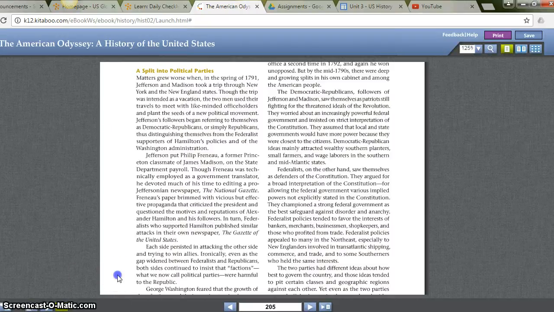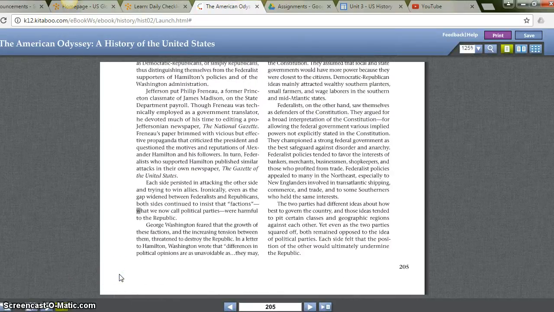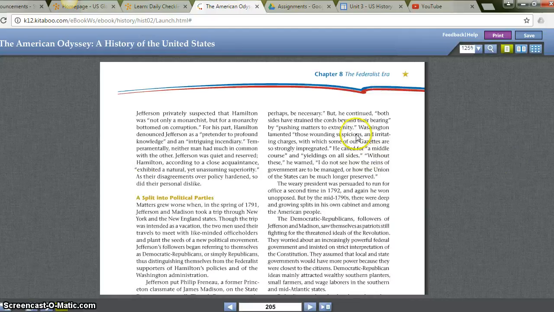Ironically, even as the gap widened between the Federalists and Republicans, both sides continued to insist that factions, what we now call political parties, were harmful to the Republic. George Washington feared that the growth of these factions and the increasing tension between them threatened to destroy the Republic. In a letter to Hamilton, Washington wrote that differences in political opinions are unavoidable, as they may perhaps be necessary. But he continued, both sides have strained the cords beyond their bearing by pushing matters to extremity.